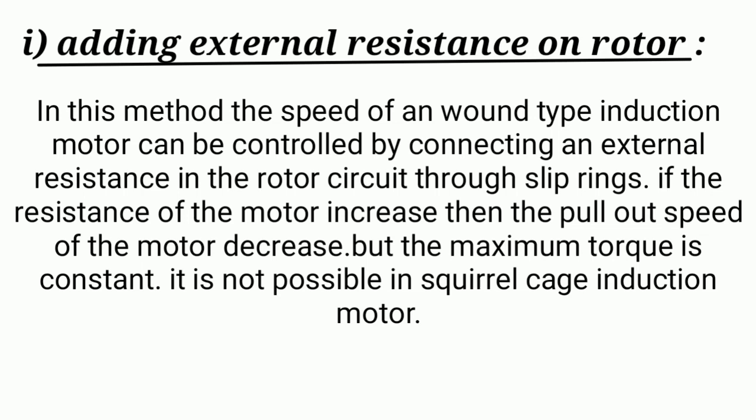Adding external resistance in the rotor circuit method. This method is used in slip ring or wound type induction motor. In this method, the speed of a wound induction motor can be controlled by controlling an external resistance in the rotor circuit through slip rings. If the resistance of the rotor increases, then the speed of the motor decreases, but the maximum torque remains constant. This method is not applicable in squirrel cage type induction motor. It is only applicable for slip ring or wound type induction motor.